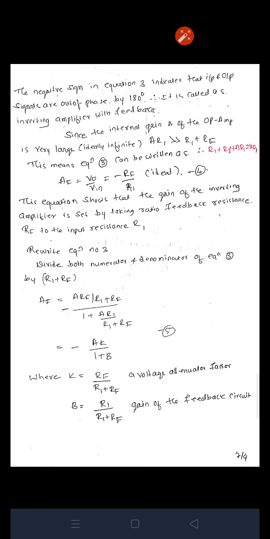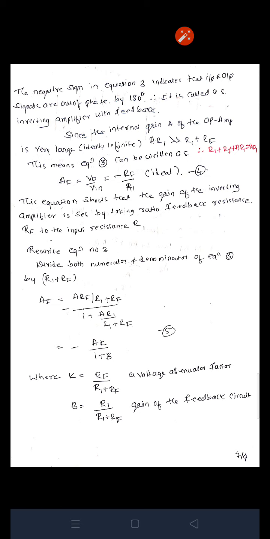When we substitute r1 plus rf plus A r1 in the denominator as A r1, our feedback voltage gain becomes minus rf by r1. This is the ideal case. Equation number 4 is called the ideal case. The gain of the inverting amplifier is set by taking the ratio of the feedback resistance rf to the input resistance r1.